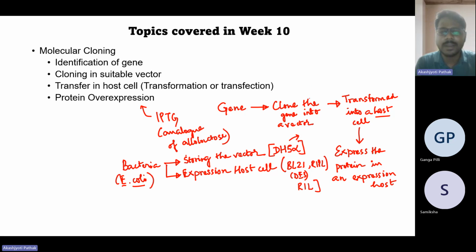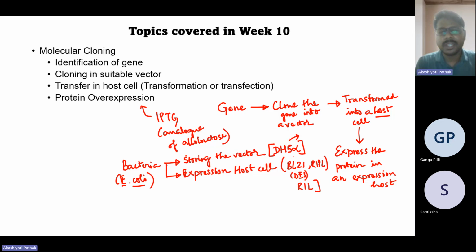Then what is done is this plasmid is transformed, or introduced, in the DH5 alpha strain of E. coli. These are engineered cells and they have certain mutations which prevent the plasmid from getting degraded. The plasmid can be maintained in these types of cells. Is it clear?